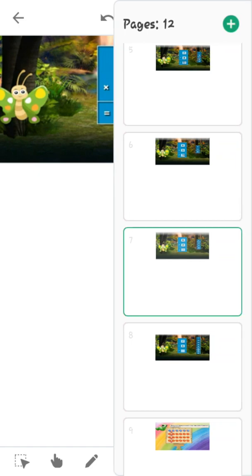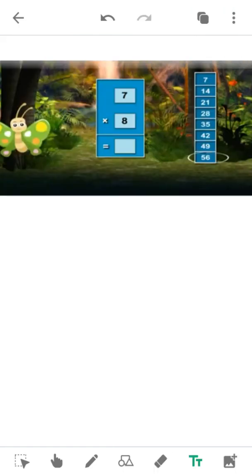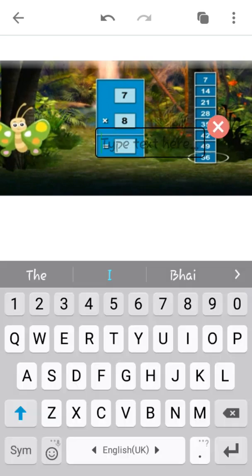Next, 7 multiplied by 8. 7 1s are 7, 7 2s are 14, 7 3s are 21, 7 4s are 28, 7 5s are 35, 7 6s are 42, 7 7s are 49, and 7 8s are 56. So 7 multiplied by 8 is 56.